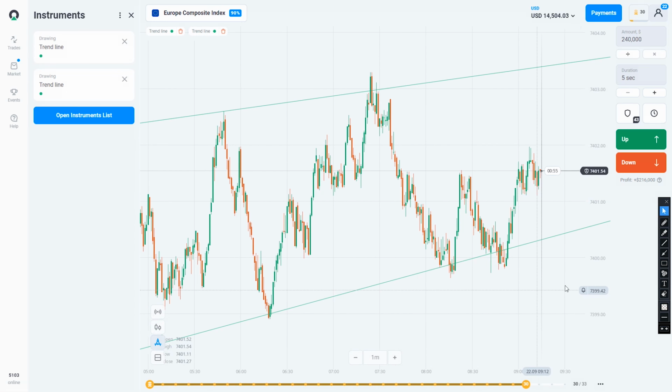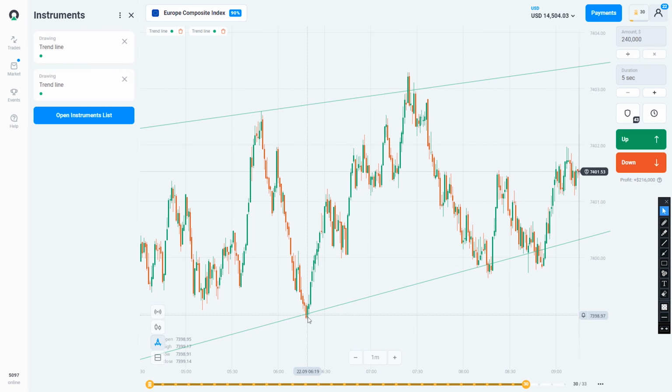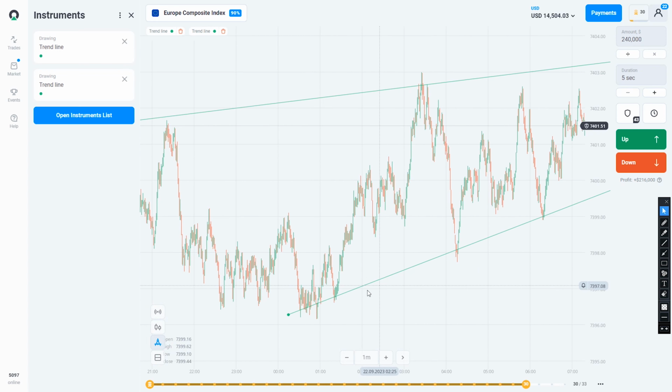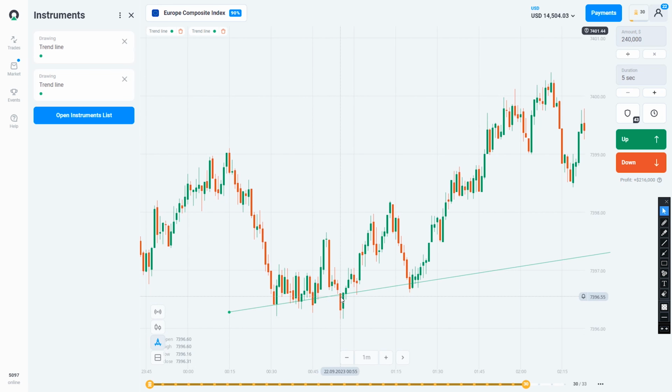Okay, guys, try to look and observe carefully. There are a lot of false breakouts in the 1-minute time frame. This is an example of a fake breakout on a 1-minute time frame. And this is also the same. It is a false breakout that can result in losses. So we need to be careful, especially if we use a 5-second or 15-second time frame.